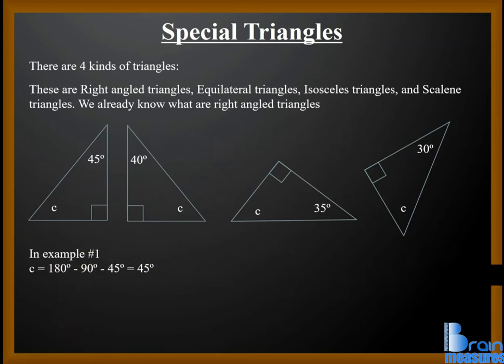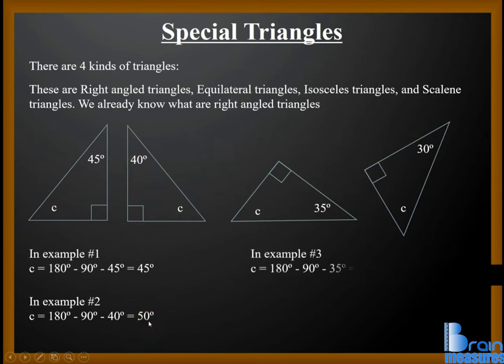So moving ahead, in example number 2, C equals 180 degrees minus 90 minus 40. So C equals 50 degrees. The next one, C equals 180 minus 90 minus 35. So C equals 55 degrees. And in the last one, 180 minus 90 minus 30 equals 60 degrees.